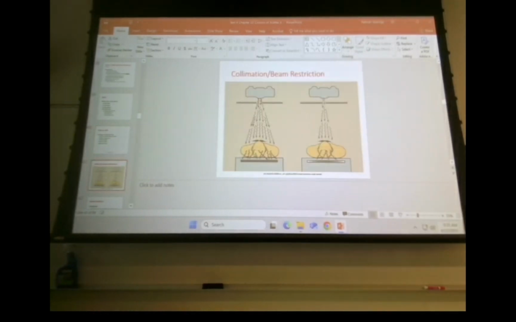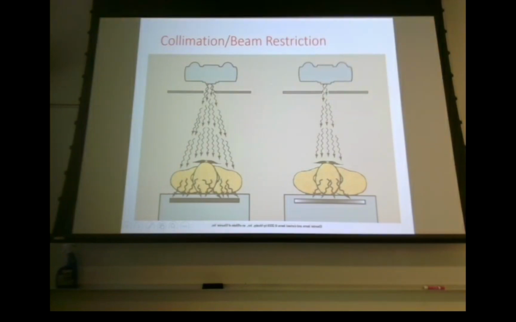So the big ideas that we're left with would be collimation, which is beam restriction, and then our grid use. The first is limiting the creation of scatter, not with technique but with the equipment, and the other is cleaning up the scatter after it's created.